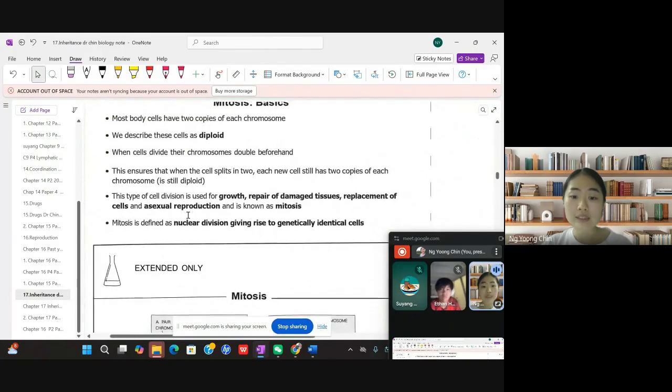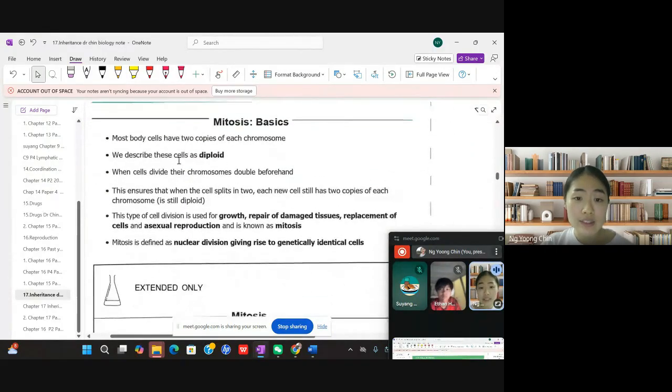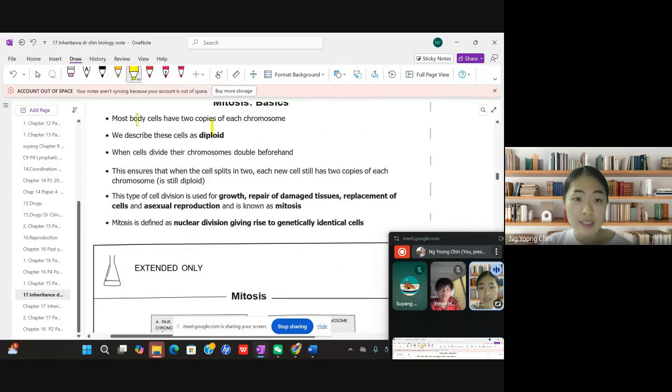And then the mitosis, okay, mitosis, right? Most body cells have 2 copies of each chromosome. Just like we talk about somatic body cells, which are your skin cell, your hair cell, any kind of cell. Those are diploid because they have 2 sets, okay? This is to ensure that when the cell splits into 2, right, each new cell still has 2 copies of each chromosome, which is diploid. So from the diploid parent cell, they will produce the diploid daughter cell.